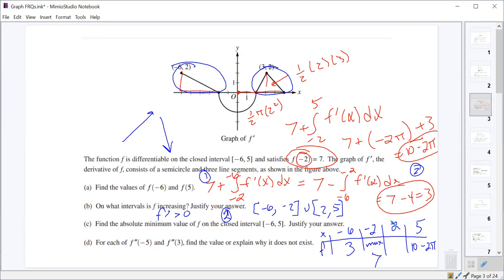So f of 2 ought to be 7 plus the integral from -2 to 2 of f prime. And the integral from -2 to 2 is just this 1/2 of pi times 2 squared. That's just your -2 pi. So that's 7 minus 2 pi. And I think it's pretty obvious that 7 minus 2 pi is the smallest of those 4 values. And therefore, that's where our absolute minimum is.